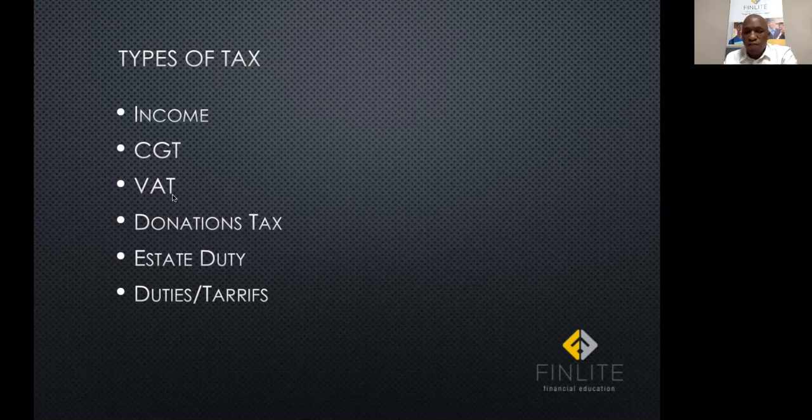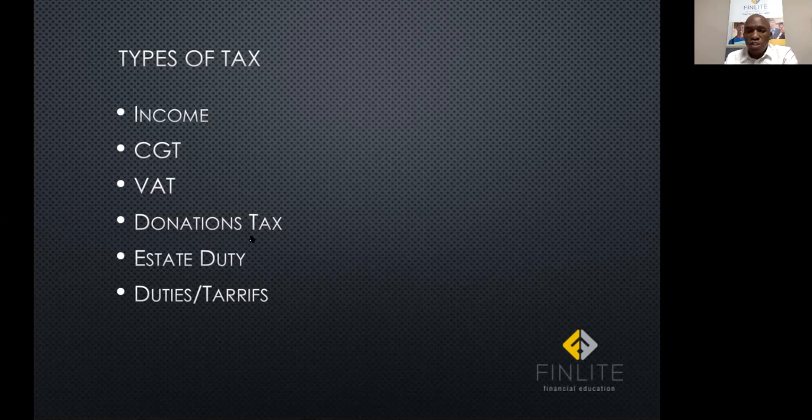And then you've got the value added tax, which most of you already know, for each and every good and service that is being traded or supplied. Not all businesses are registered for VAT. That's why you won't see VAT registration on all invoices. Certain businesses that earn above a certain threshold will be registered for VAT.